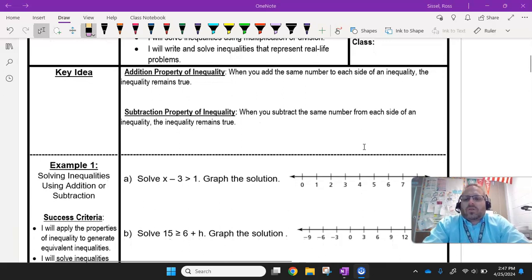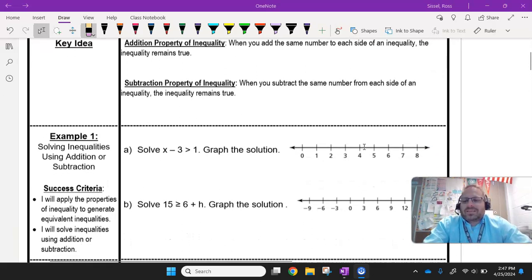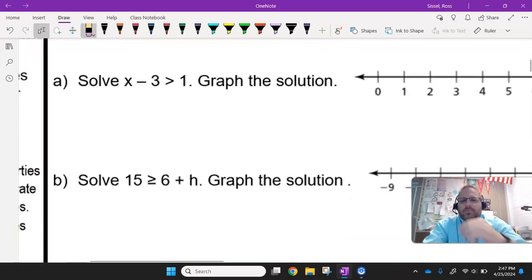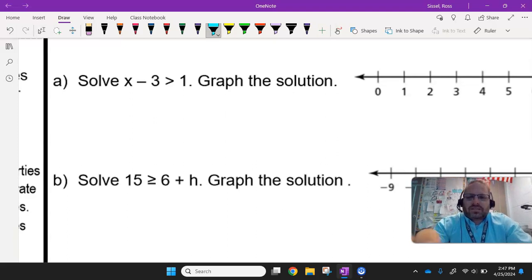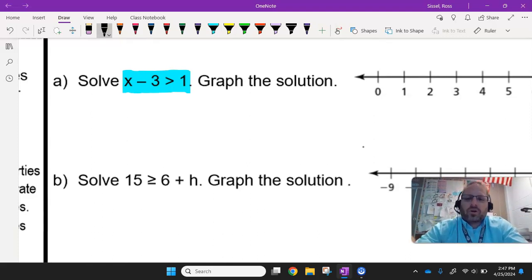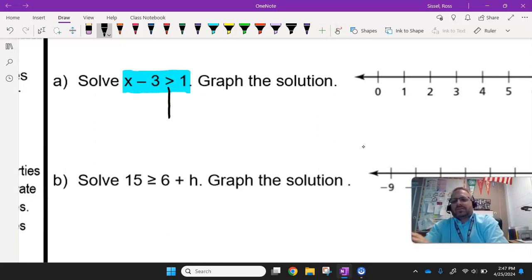Alright, so the first thing we're going to talk about is in example 1, solving inequalities using addition or subtraction. So I'm going to zoom in here. The first thing we see is, here is our equation: x minus 3 is greater than 1. Now we're going to set this up exactly like we did with an equation, when it was x minus 3 equals 1. We're going to draw just a line down the middle to balance out. We have x minus 3 on one side and we have 1 on the other side.